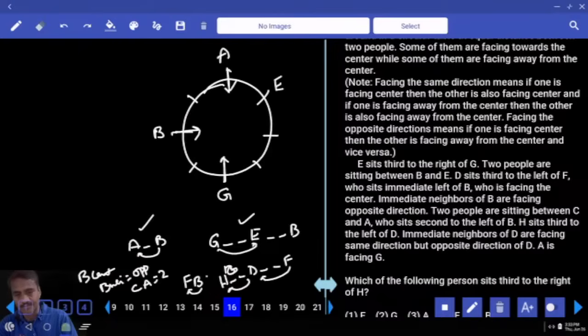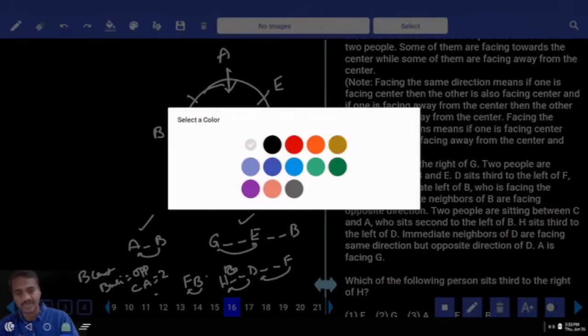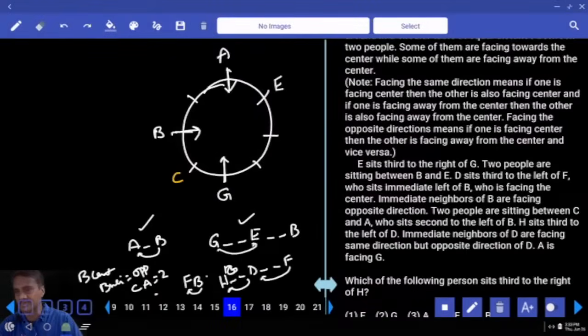The next one, B's neighbors are opposite. C and A, there are exactly 2 people between them. Now 2 people between C and A, then what are the possibilities we have for this C and A? Now A is here, C can be here, C can be here. Now in the first case, let us take C at this place.